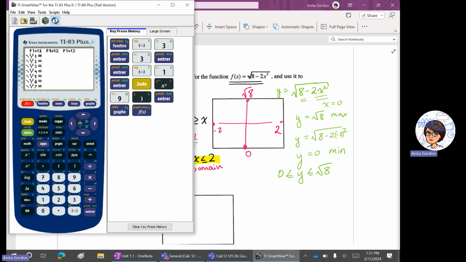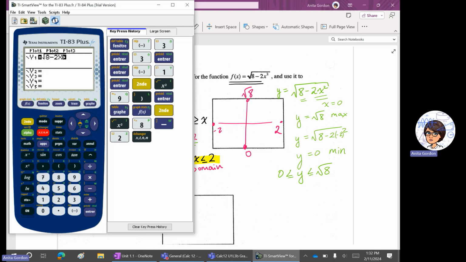You can put as many functions as you want at the same time. So we're going to do that a little bit later, but for now, we just have one function. So it is the square root of 8 minus 2x squared. So again, second square root 8 minus 2. The button for X is the one that has a bunch of different symbols on it right next to the green button. It says X, T, theta, N. That's just the variable button.